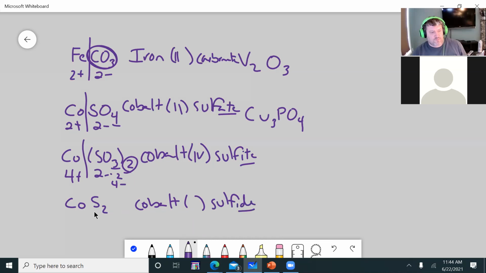IDE, talking about the element. Cut it in half, 2- for the sulfur charge, but there's 2 of them, so times 2 for an overall 4-, which makes this a 4+. It's all just 1 cobalt, so this is also a cobalt 4, but this is cobalt 4 sulfite. This is cobalt 4 sulfide.